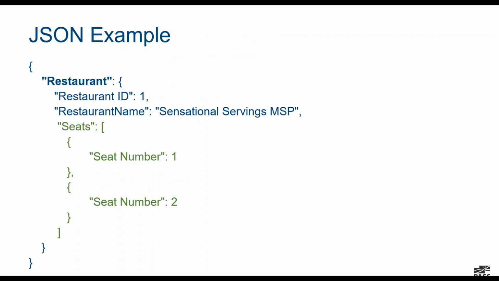So here's a simple example of JSON. And I have the exterior object as restaurant, and then within it are objects contained within the object. So it's nested objects. So the restaurant ID is actually another key-value pair object within the context of the restaurant. Restaurant name, the same thing. And then seats is an array with the seat number object and a key-value pair as a separate object within it. So the array contains multiple objects that are similar in type.